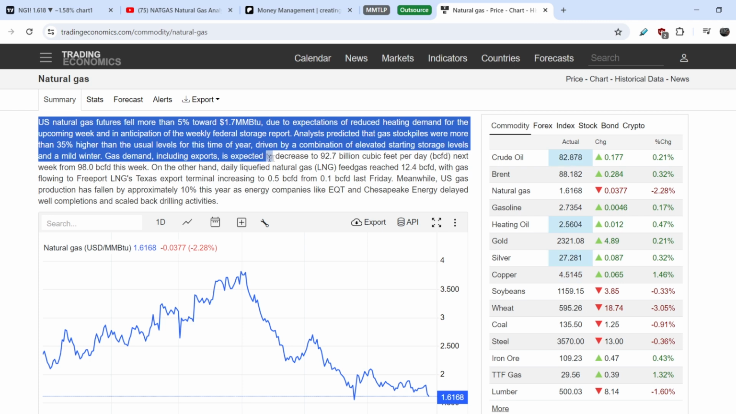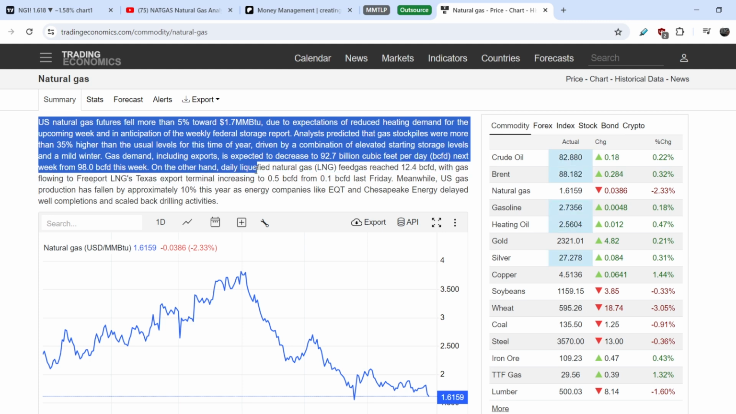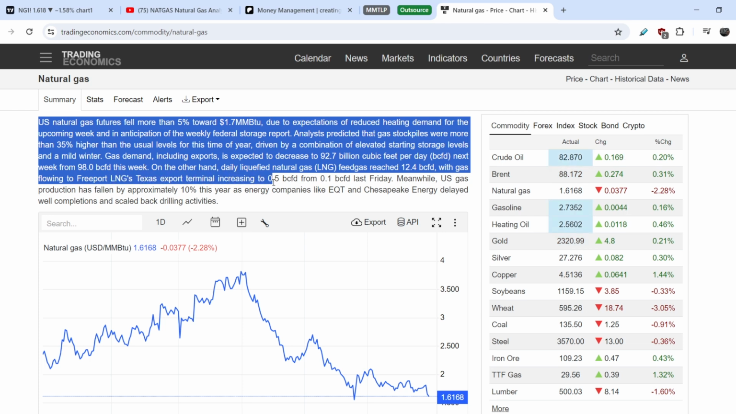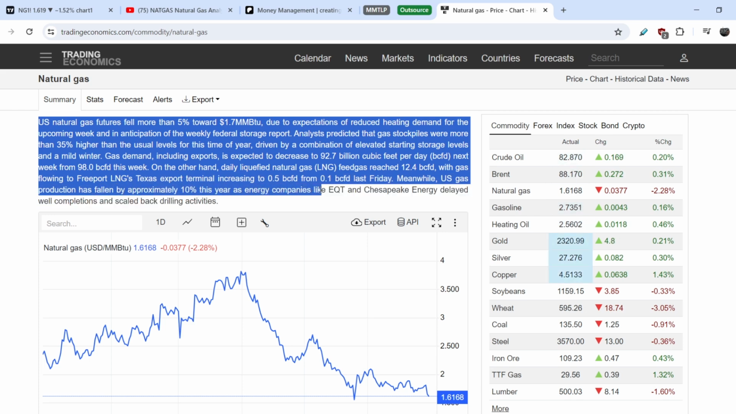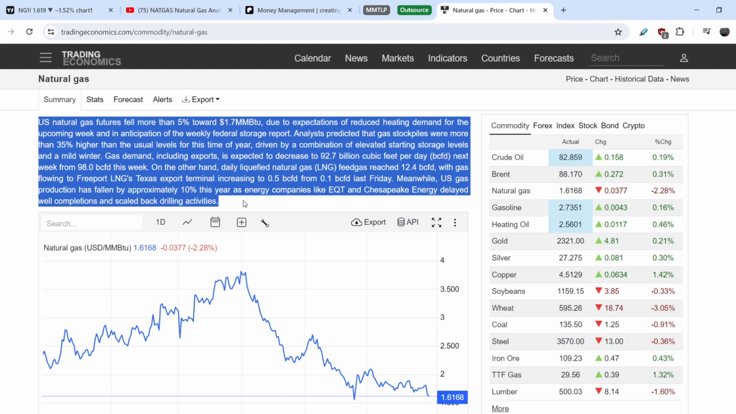Gas demand, including export, is expected to decrease to 92.7 billion cubic feet per day next week from 98 BCFD this week. On the other hand, daily liquefied natural gas feed gas reached 12.4 BCFD, with gas flowing to Freeport LNG's Texas export terminal increasing to 0.5 BCFD from 0.1 BCFD last Friday. Meanwhile, US gas production has fallen by approximately 10% this year as energy companies like EQT and Chesapeake Energy delayed well completions and scaled back drilling activities.